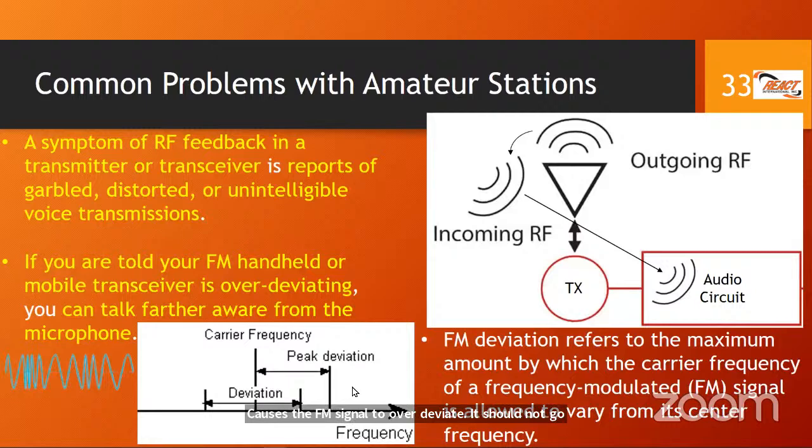It goes all the way out here because we are maybe shouting into the microphone, or maybe we are speaking too closely to the microphone, and the deviation of the FM signal is more than the specification. So that's an exam question. If you're told your FM handheld or mobile transceiver is over deviating, that's what another amateur radio operator tells you. What you should do is talk a little farther away from the microphone, and that could help resolve it. Help resolve the issue of you are overdriving and causing over deviation.